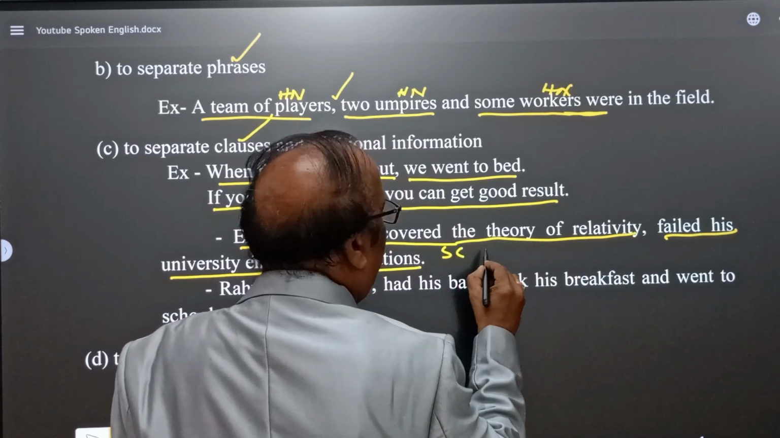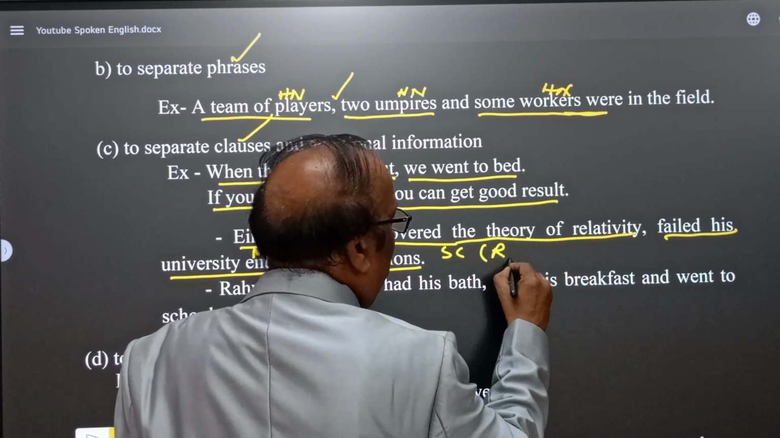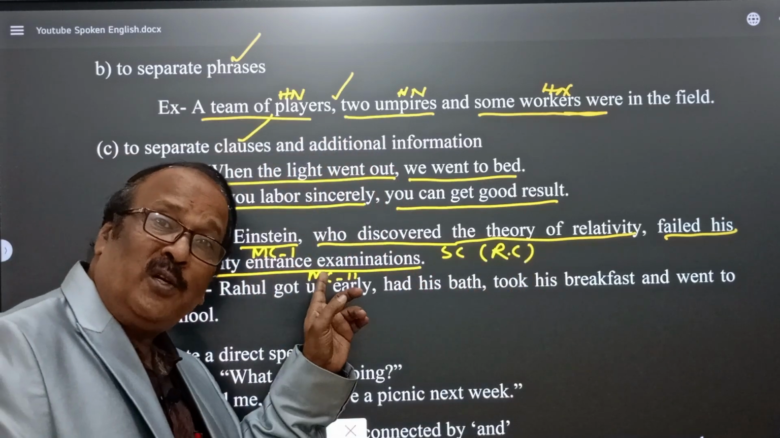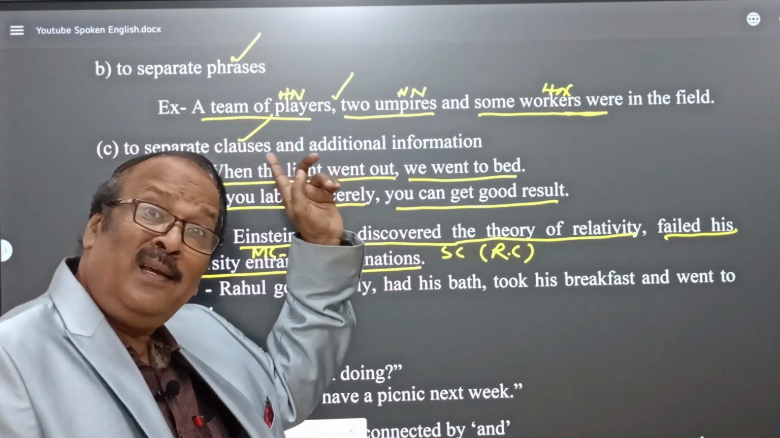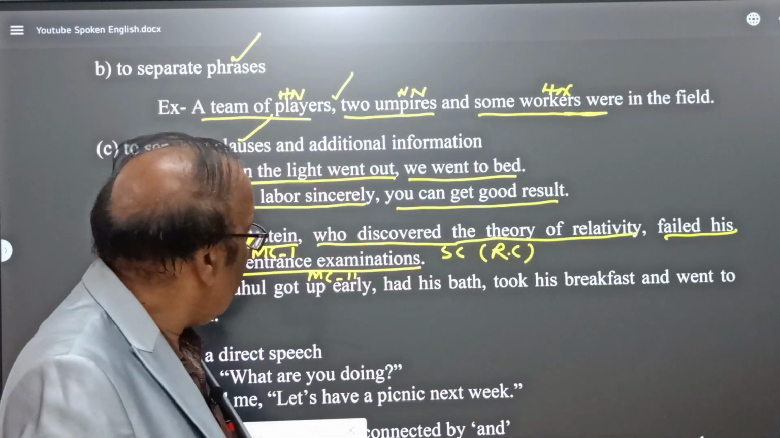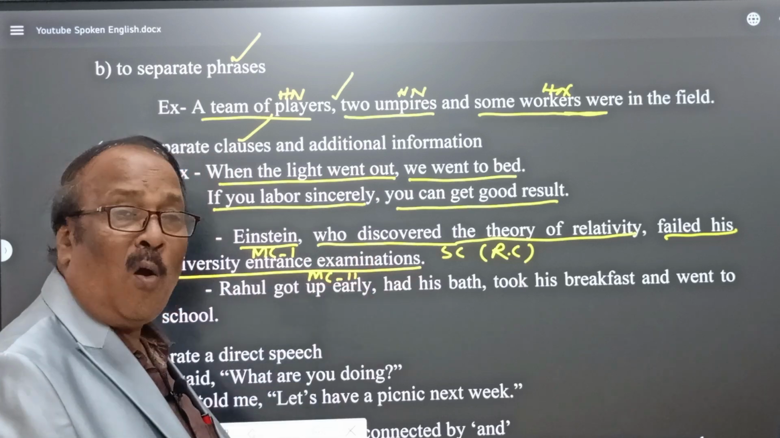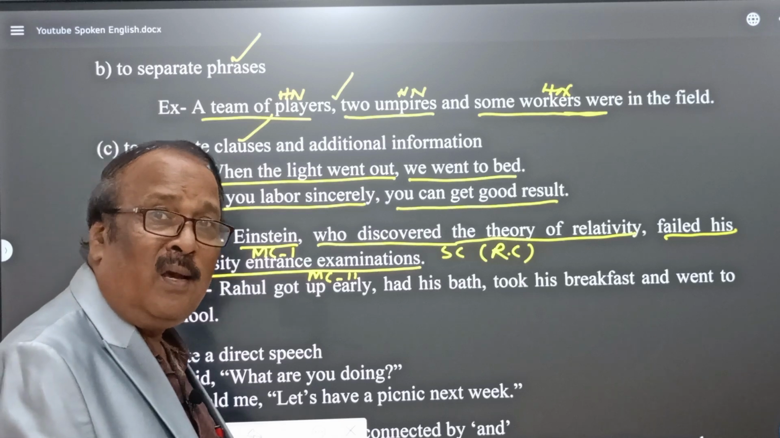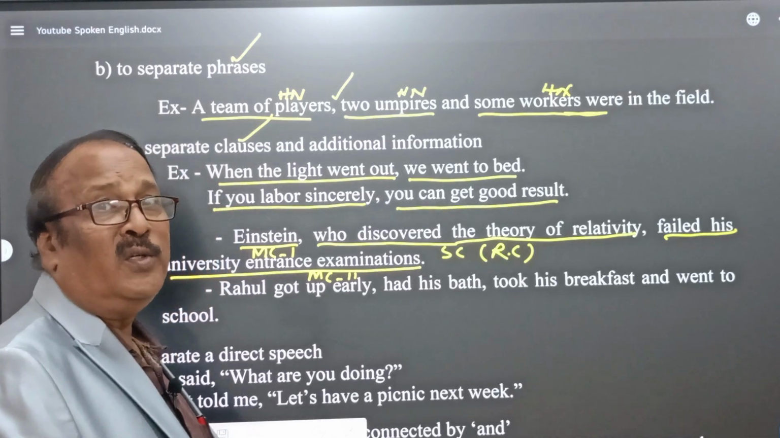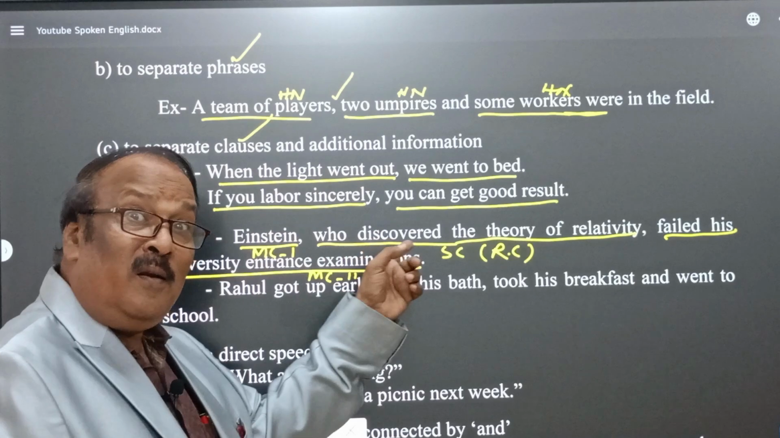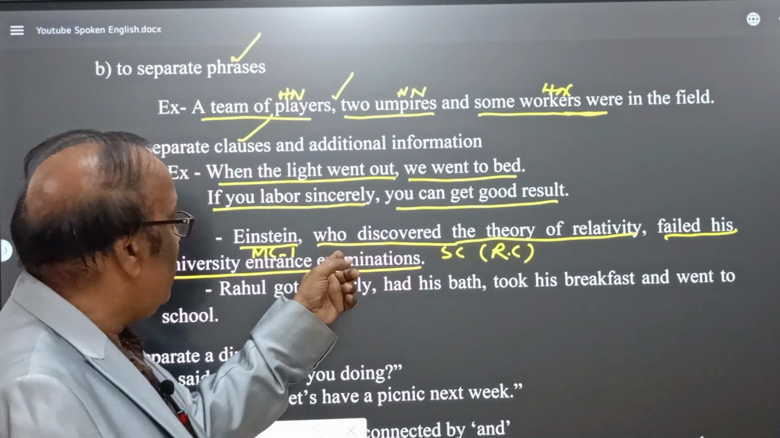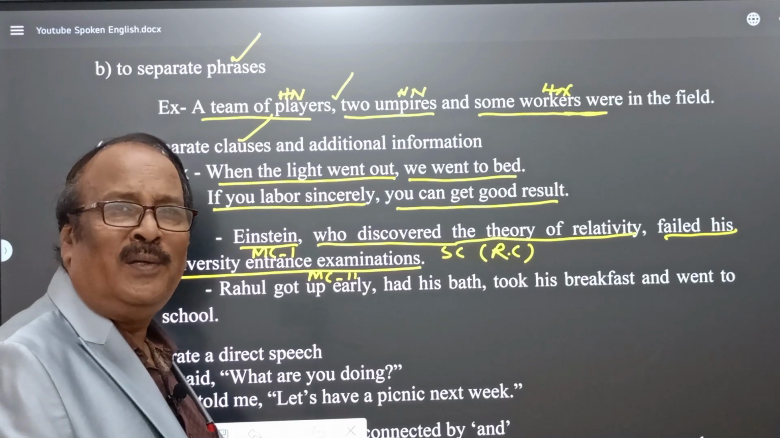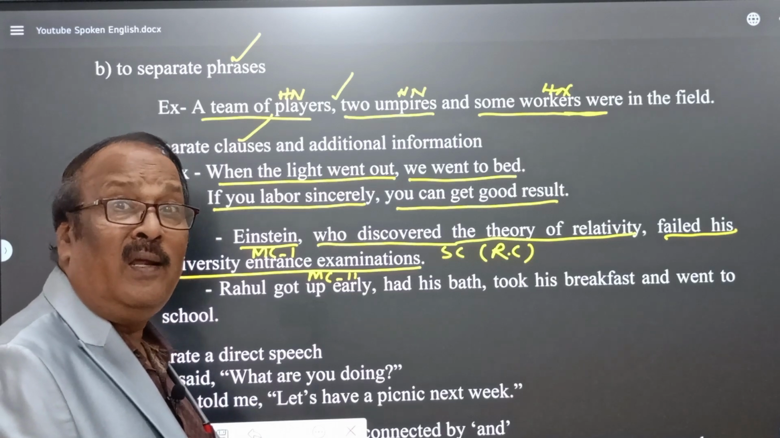Here a subordinate clause and a relative clause. We have also discussed these matters in the clause section. Here we have a complex sentence with two clauses, one main clause and another subordinate clause, and the subordinate clause is in between the main clause. This is what we call a non-defining relative clause. Yes, once again, a non-defining relative clause.